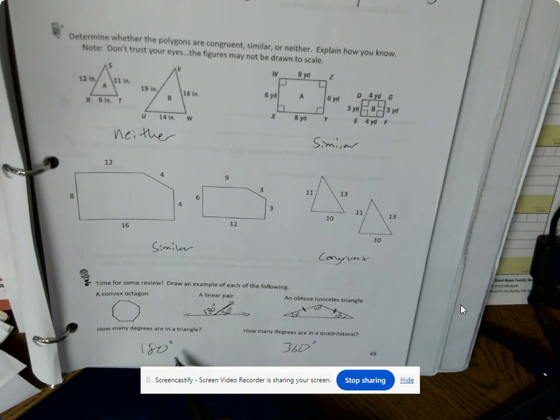How many degrees are in a triangle? 180. How many degrees are in a quadrilateral? 360. Any questions?